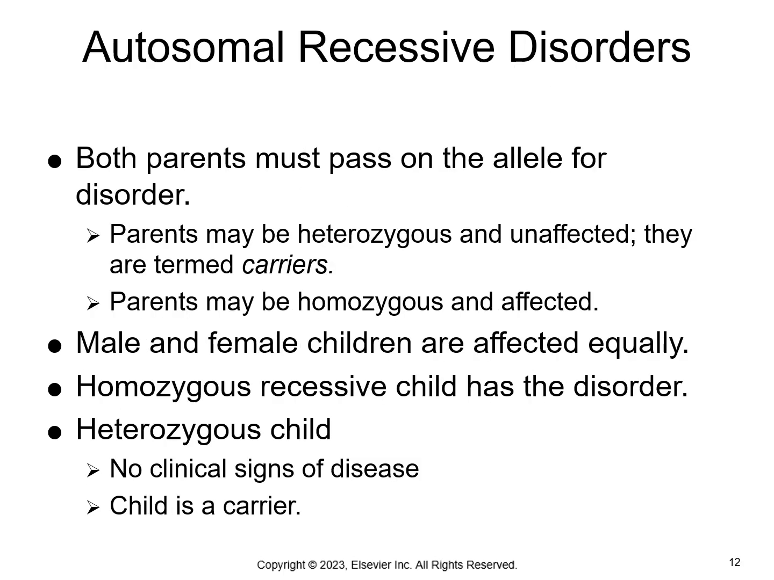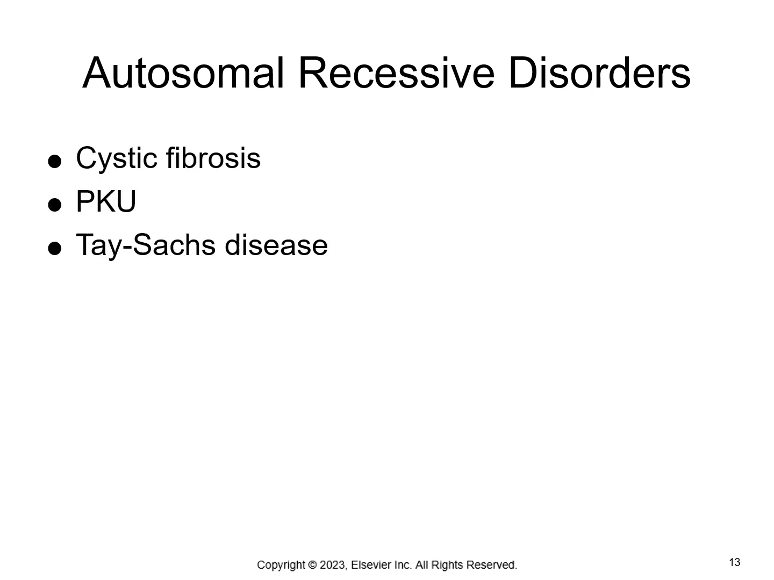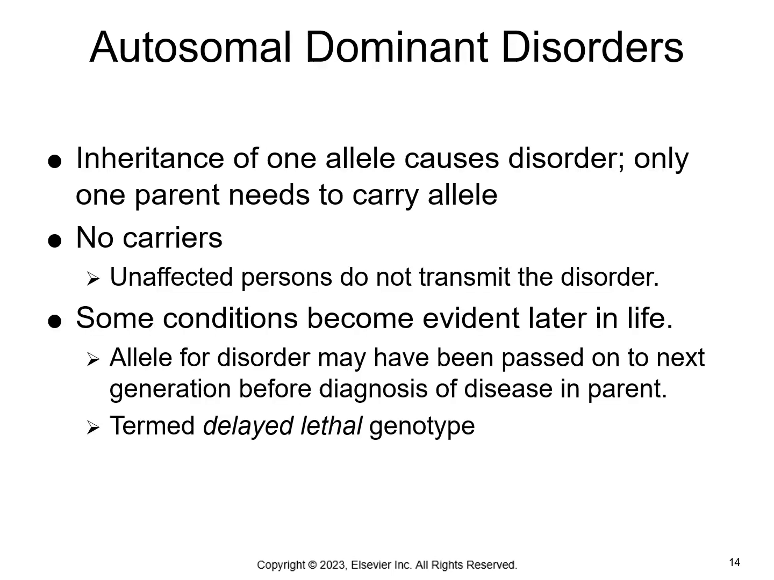Autosomal recessive disorders are disorders where both parents have to pass on the defective gene to produce an affected child. Homozygous kids have both defective genes, and heterozygous kids have one defective gene and one normal gene. Heterozygous kids are carriers, but they don't have signs and symptoms. Male and female kids are affected equally here. And these include cystic fibrosis, PKU, sickle cell anemia, as well as Tay-Sachs disease.